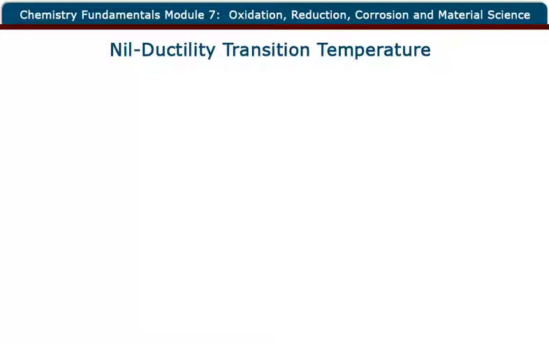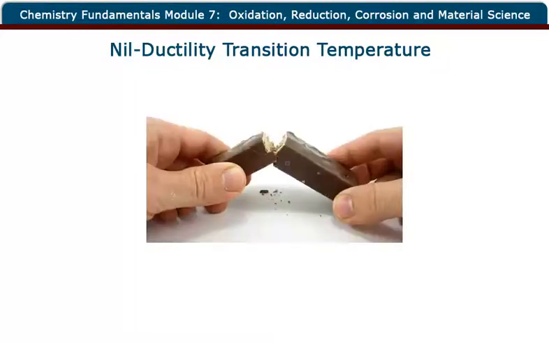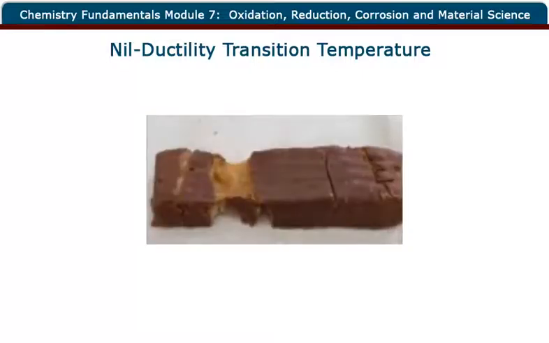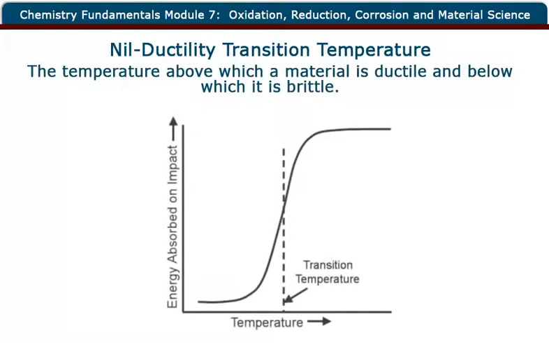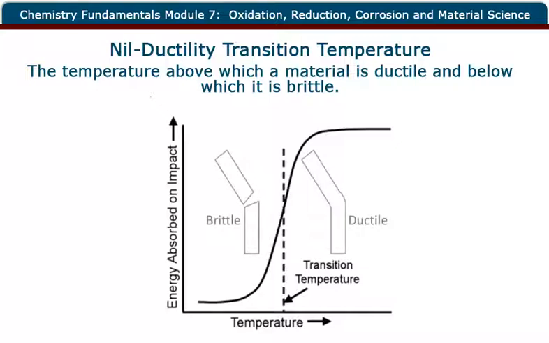We know that most materials are more brittle when they get cold, but maybe more ductile when they are heated up. Think of putting a candy bar in the refrigerator and freezing it. When you take it out and try to break it, it will snap. But the same candy bar at room temperature will bend before it breaks. Nil ductility transition temperature is defined as the temperature above which a material is ductile, and below which it is brittle.